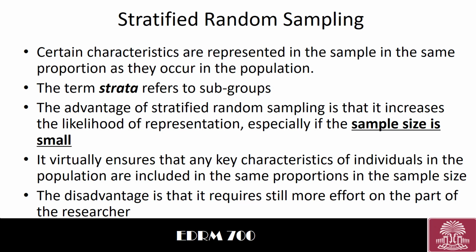It ensures that any key differences of individuals in the population are included in the same proportions in the sample size. In that example, researchers need to identify the subgroups, strata, which are men and women. Then they randomly select individuals from each group with the same proportion as in the population.